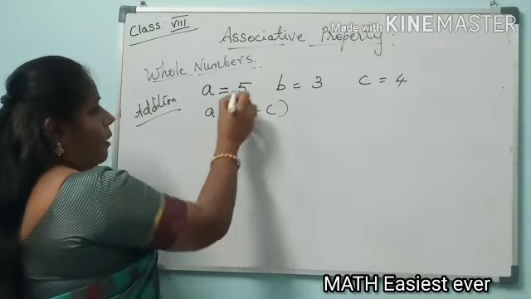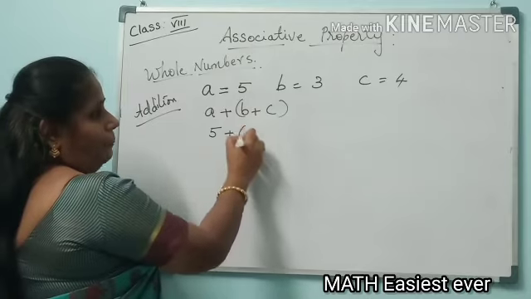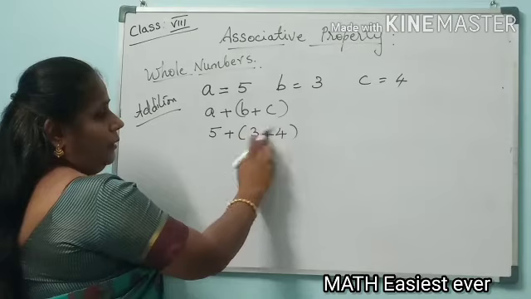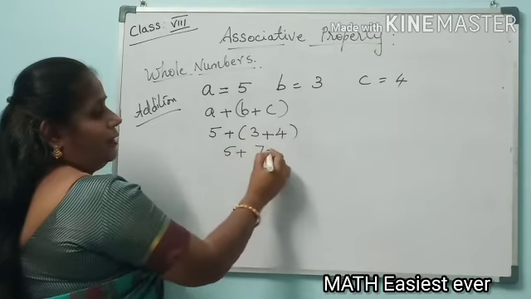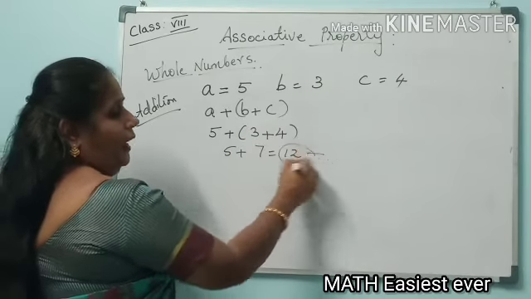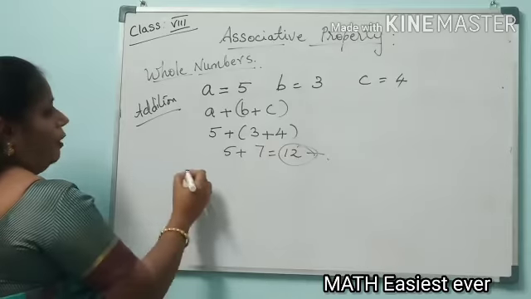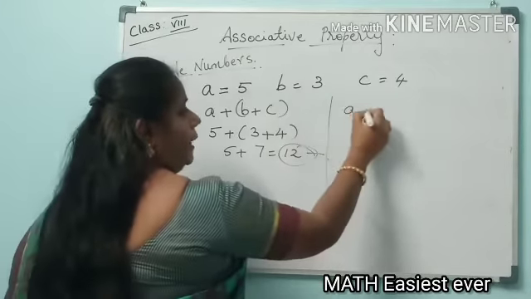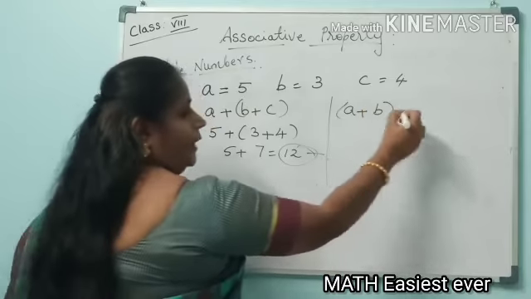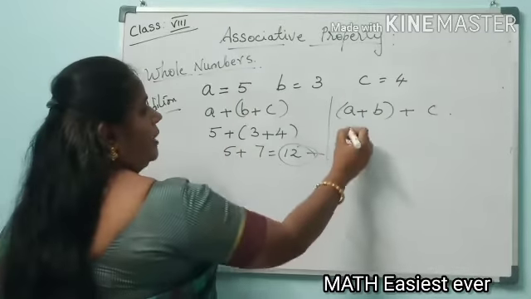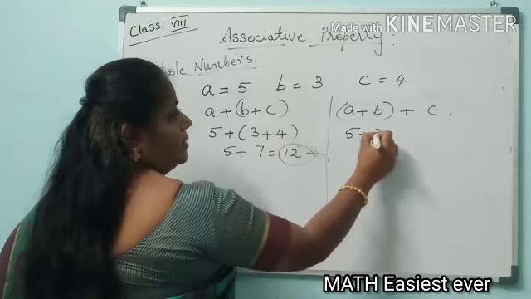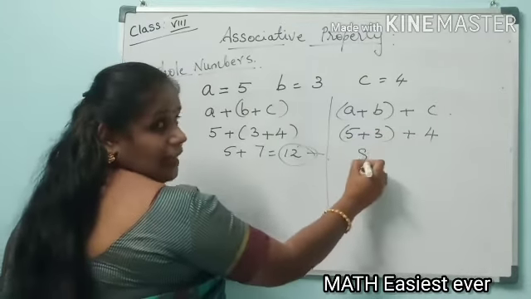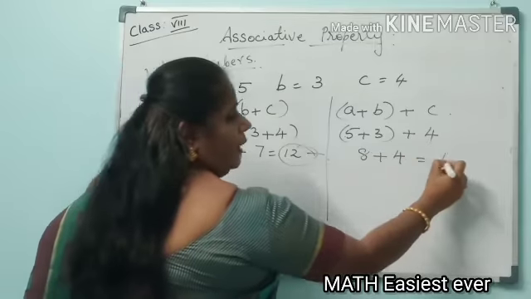Right? So, what is A? 5 plus B is 3 and C is 4. So, add these two. 3 plus 4, 7. So, 5 plus 7, the answer is 12. Okay? Now, let's go for, we have to group in another way. That is, A plus B, group it and then add it to C. So, 5 plus 3, then add it to C. What is 5 plus 3? It's 8. 8 plus 4 is 12.